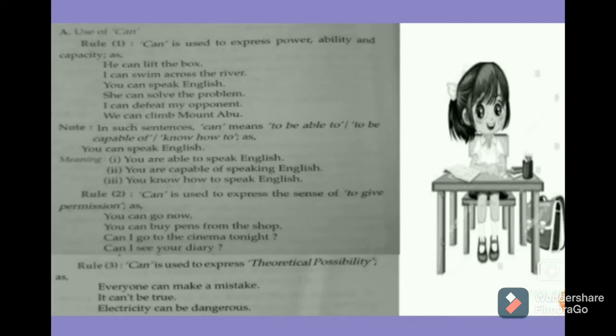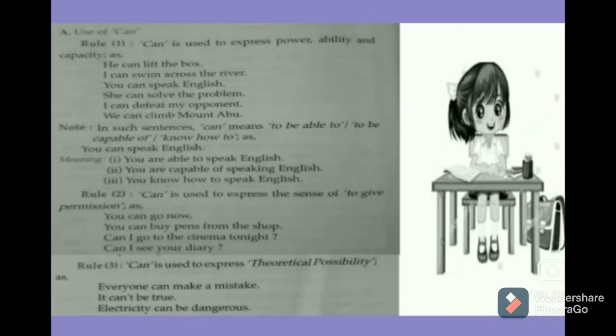Let's see rule number 3. Can is used to express theoretical possibility. As, everyone can make a mistake. It can't be true. Electricity can be dangerous. These sentences are showing theoretical possibility.